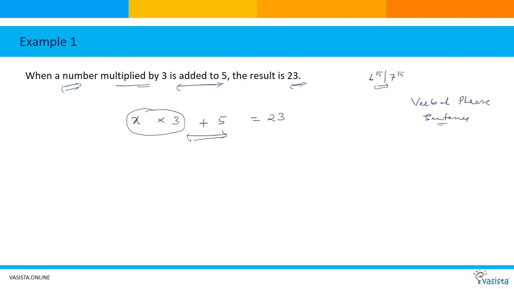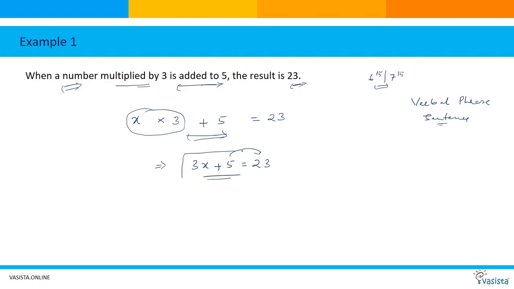This is the equation that we generated. Let us simplify it. So 3x plus 5 is equal to 23, correct. Then easily you can find x. So 5 will go to this side, 23 minus 5 will be 18, 18 divided by 3 is 6. x is equal to 6, right.